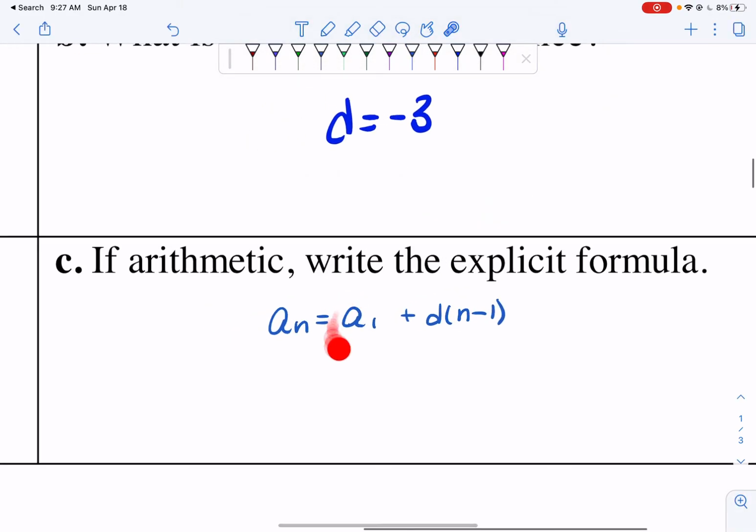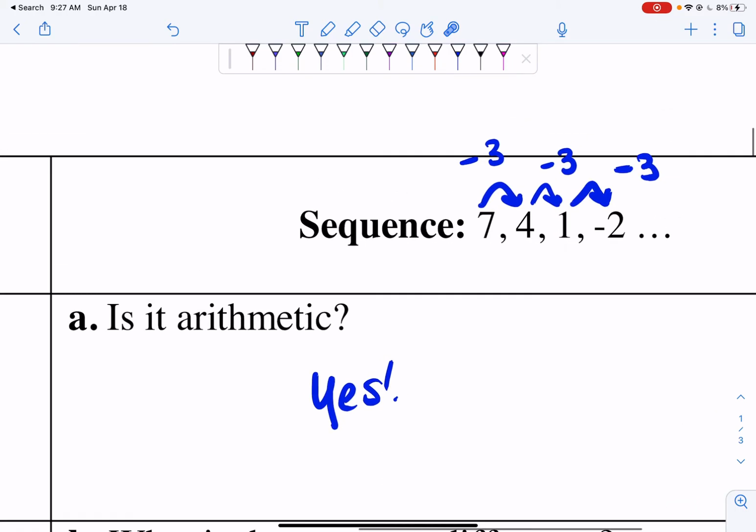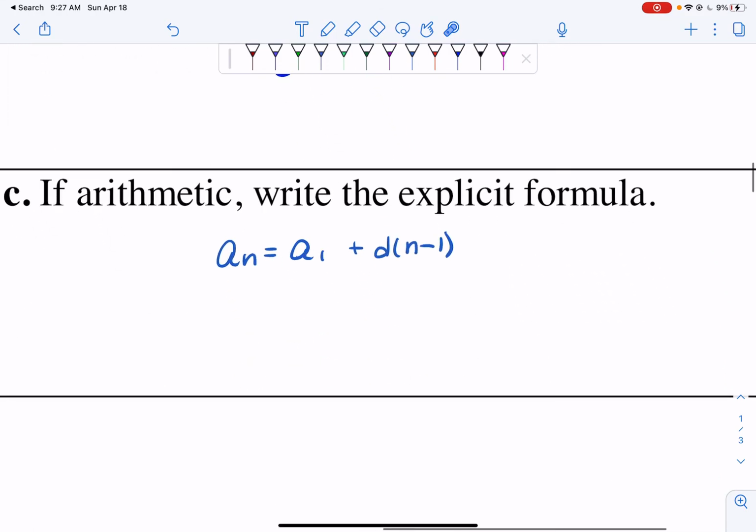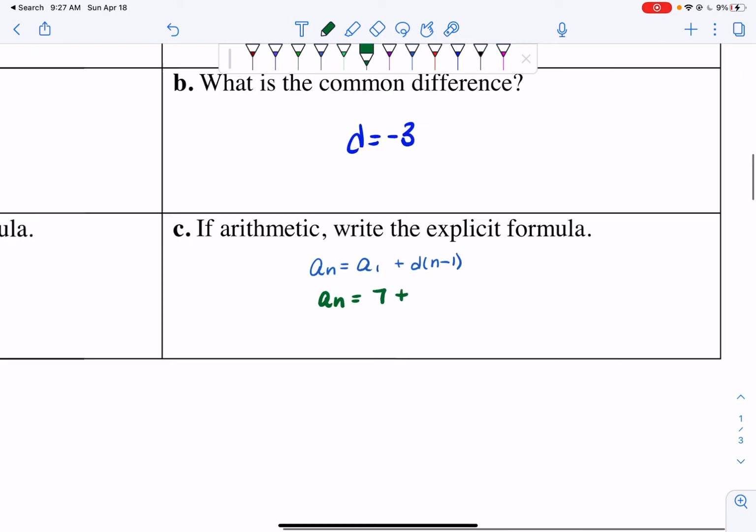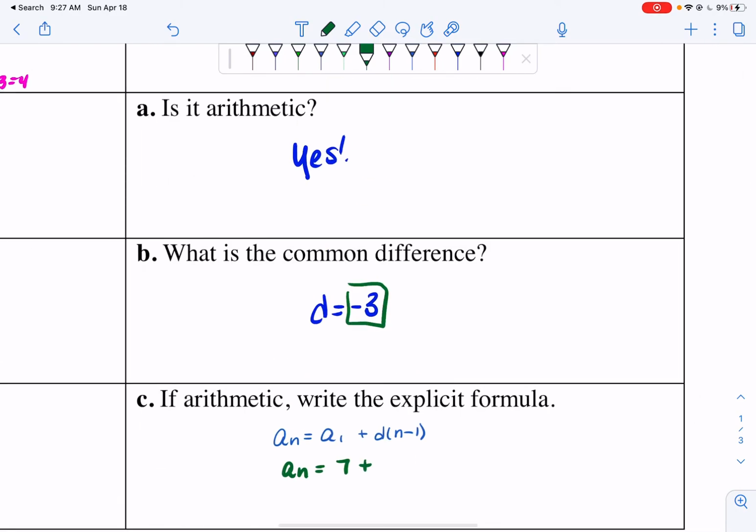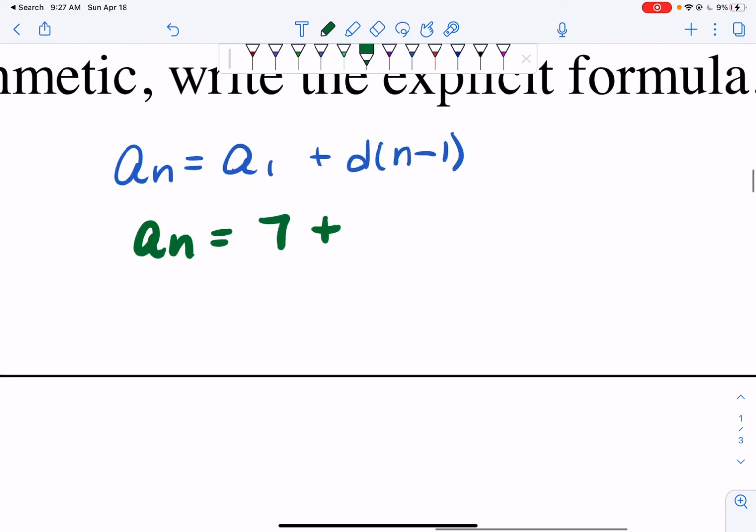If we look, we need our first term. Our first term is a 7. Our common difference is a -3. So instead of writing plus -3, I'm actually just going to write -3. And now I do my n minus 1.